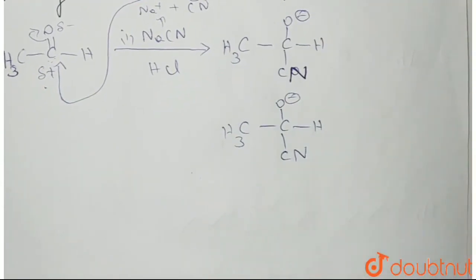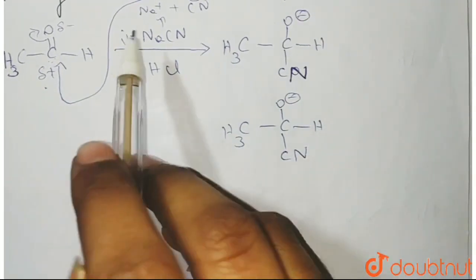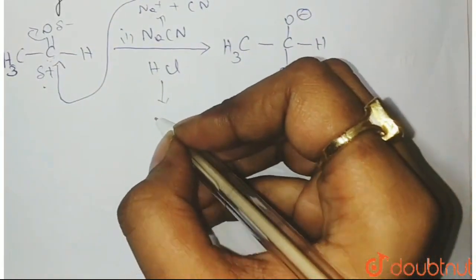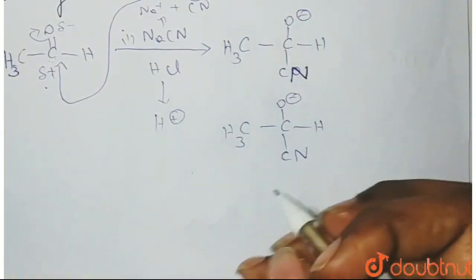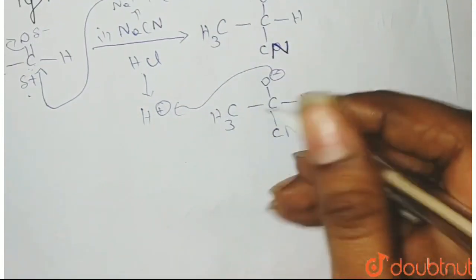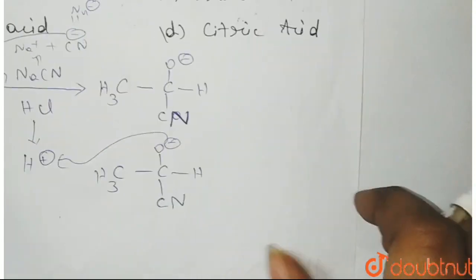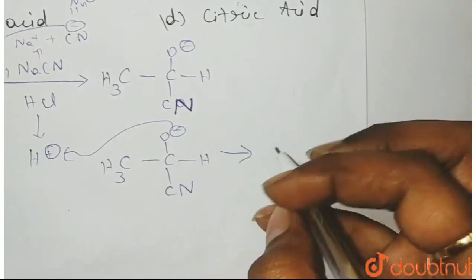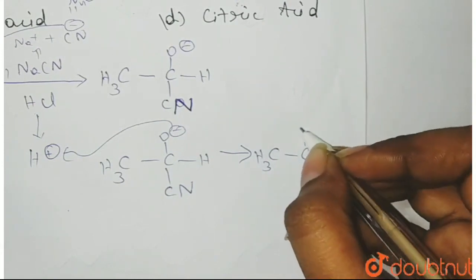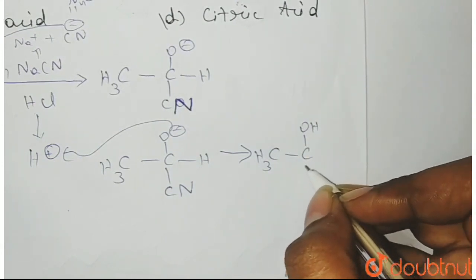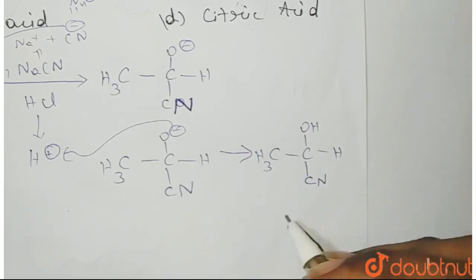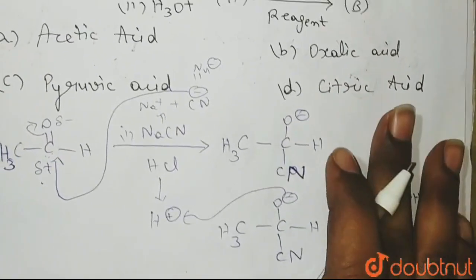Now in the next step, because acid HCl is already present, it is going to give H plus ions, right? So O minus will take this H plus and you will get the final product A, that is CH3CHOH, CN and hydrogen. So this is the product. Now this was the first step.